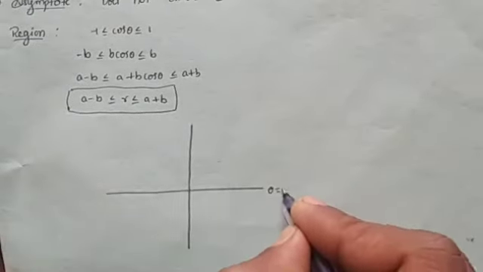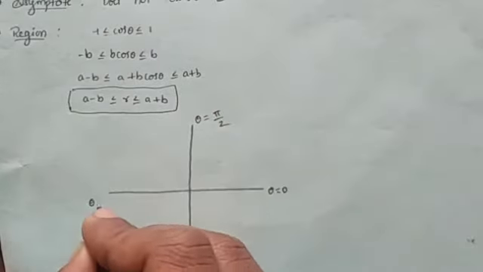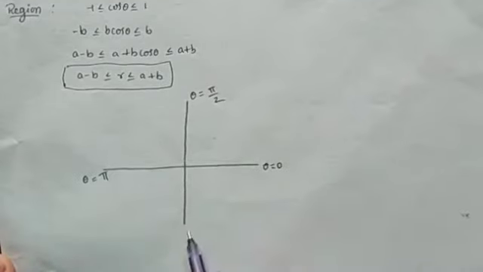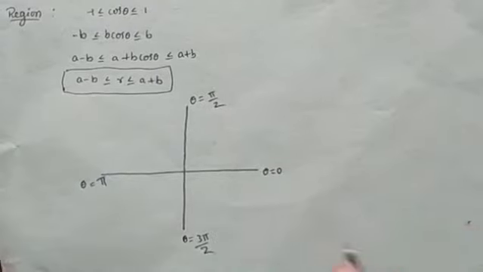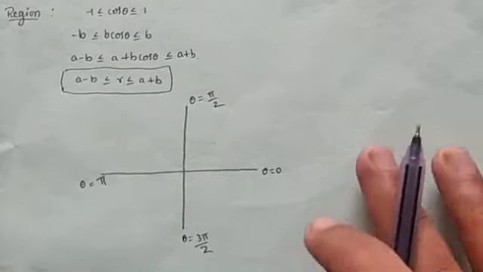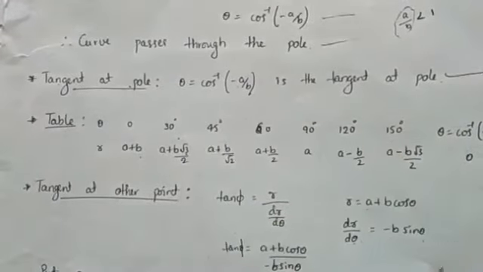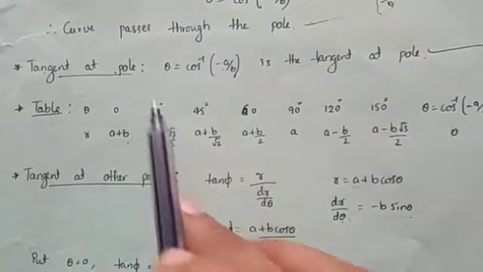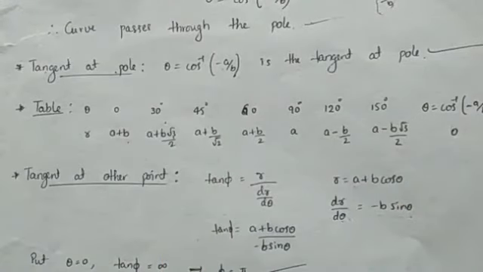This line is the theta is equal to 0 line. This line is the theta is equal to pi by 2 line. This line is the theta is equal to pi line. This line is the theta is equal to 3 pi by 2 line. The first point is the curve is symmetric about the x-axis. The next one is the pole. The curve passes through the pole. The next one is the tangents at the pole. Theta is equal to cos inverse of minus a by b is the tangent at the pole.